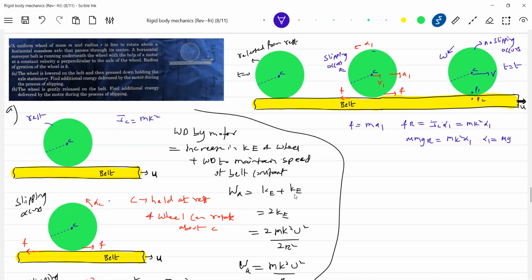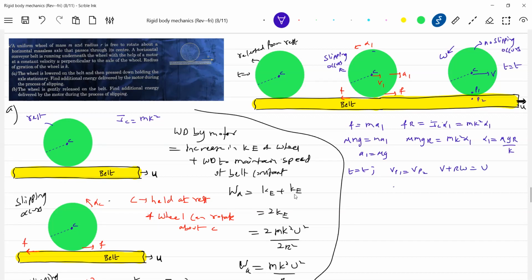So alpha 1 is mu g R by k square. Similarly, F equal to m a1, so a1 should be equal to mu g. Then for no slipping at time t equal to t, what should be the condition? Vp1 should be equal to Vp2. Vp1 should be equal to V plus R omega. This should be equal to u.